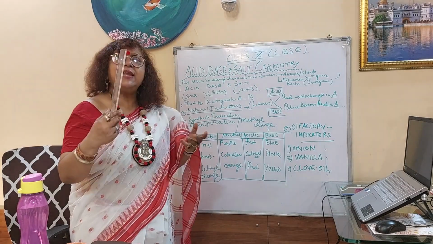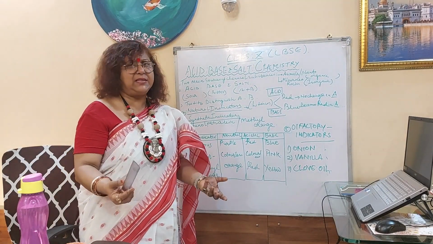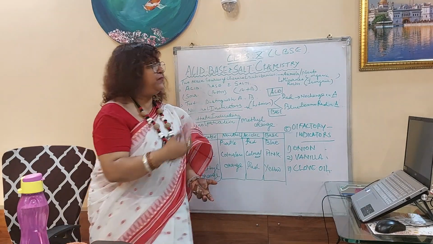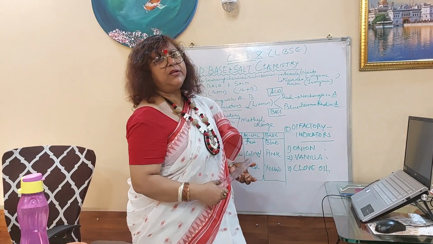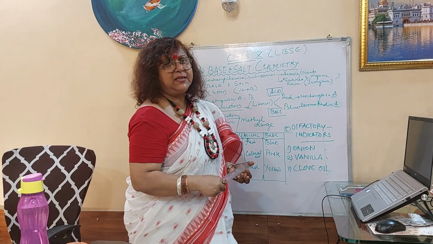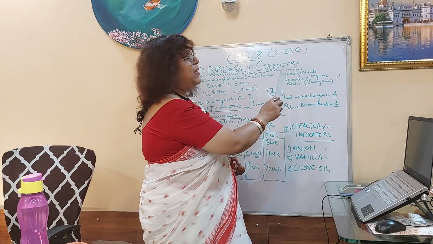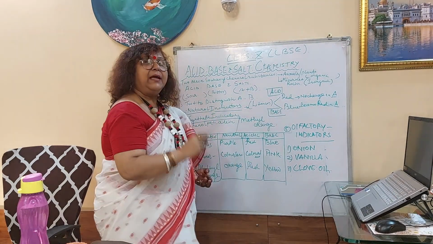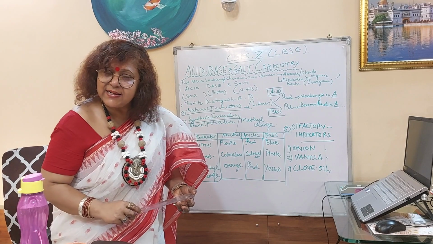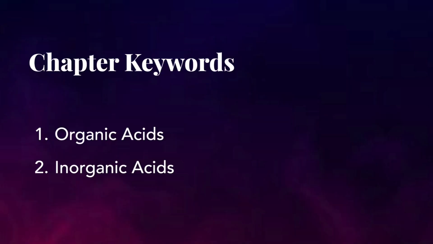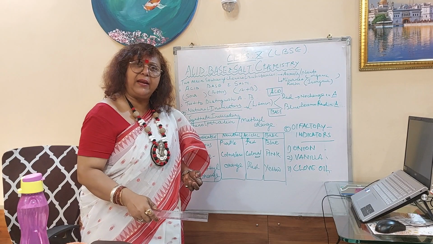Now whether it is an acid or a base, they are chemical substances. Now these chemical substances have two origins. First, if they ask you what is the origin for the chemical substances which you see, the answer is that if they are obtained from animals or plants, they are called organic acids, and if they are obtained from mineral rocks, they are called inorganic acids. So acids are basically of two types, organic and inorganic.